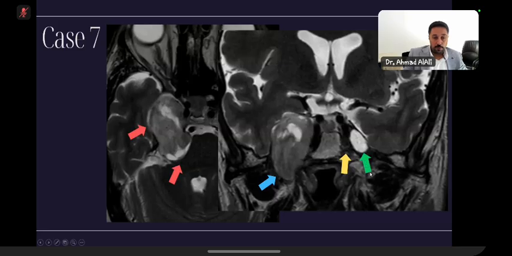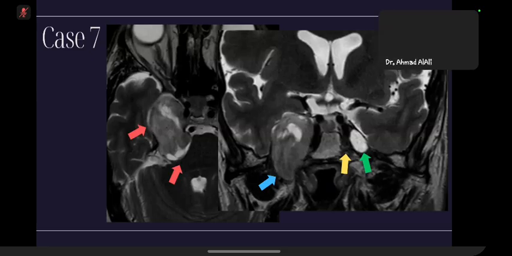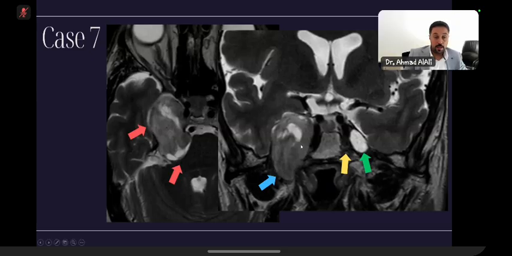Candidate number 4, can you tell me which structure the green arrow is pointing to? Meckel's cave. Yes, exactly. And it's obliterated on the right side, which means that the lesion is extending into Meckel's cave, and that also is a sign of trigeminal schwannoma.